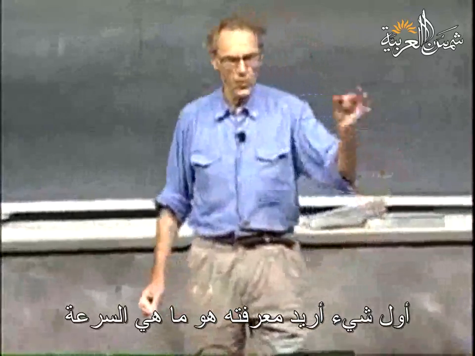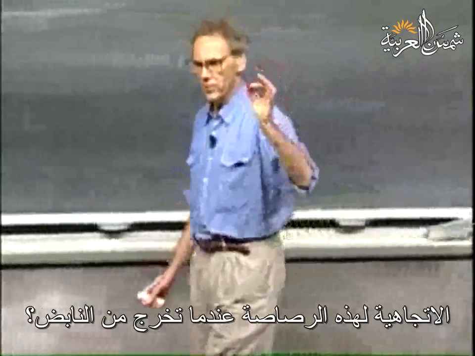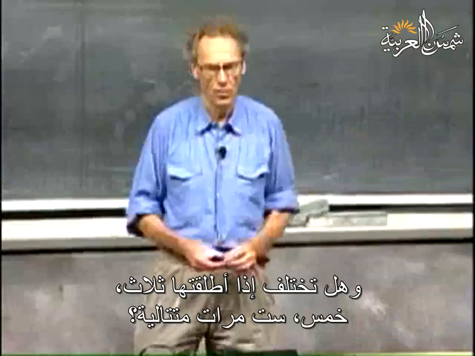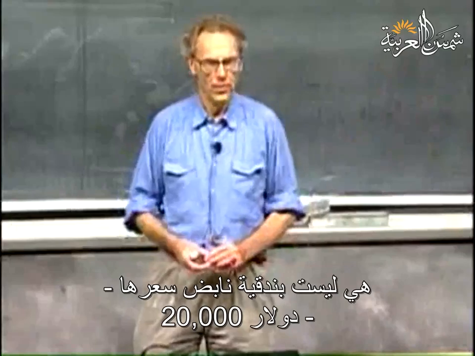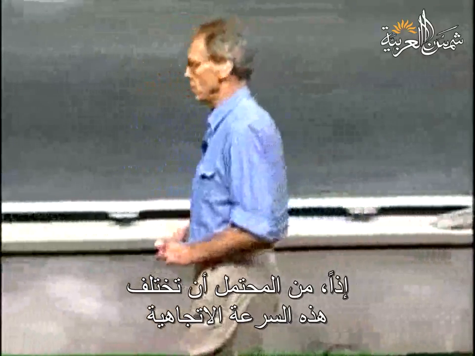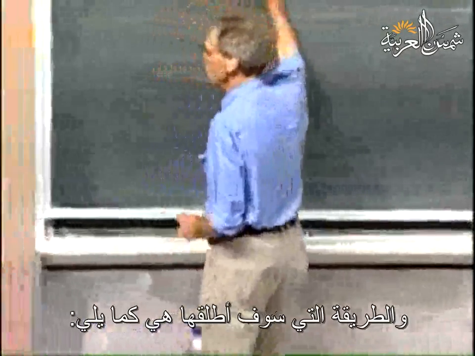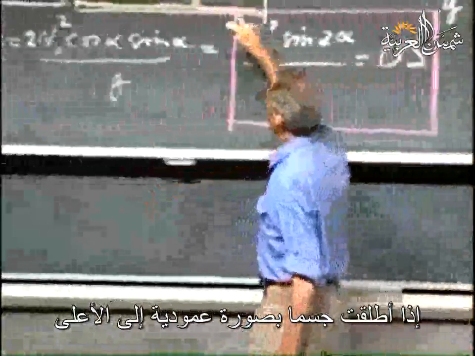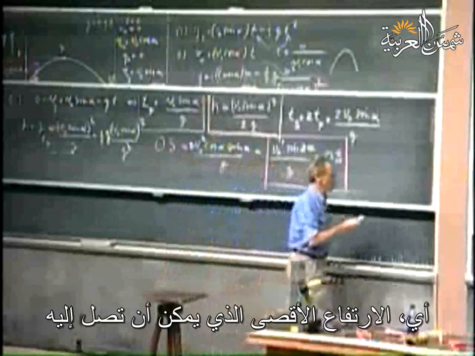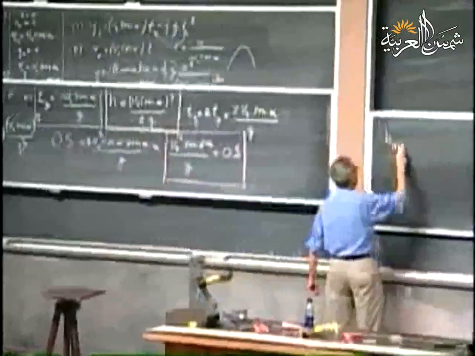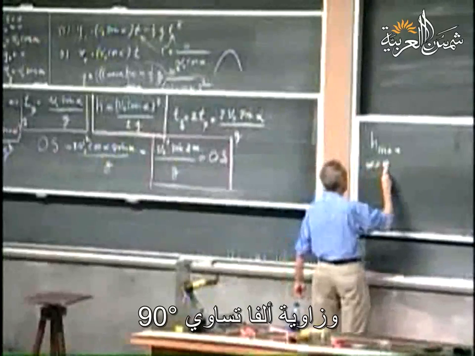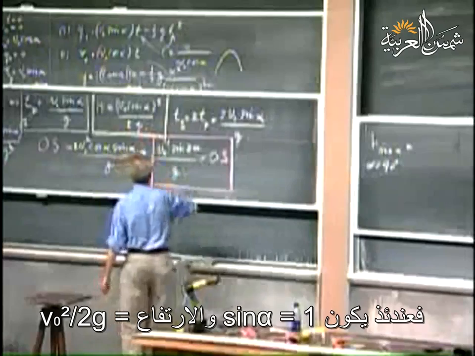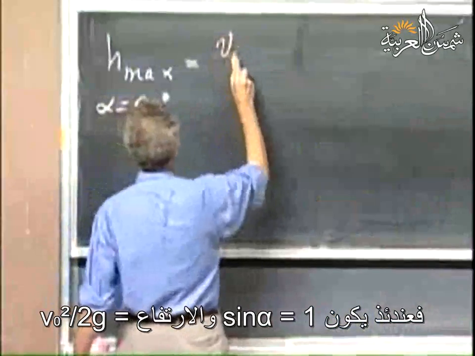The first thing I want to know is what is the velocity of this bullet when it comes out of the spring? And does it vary if I do it 3, 5, 6 times in a row? It's not a $20,000 spring gun, so it is likely to vary. And the way I'm going to do that is as follows. If I shoot an object vertically up, that is the maximum value that it can go. So when alpha equals 90 degrees, then the sine of alpha is 1, then the height is v0 squared divided by 2g.